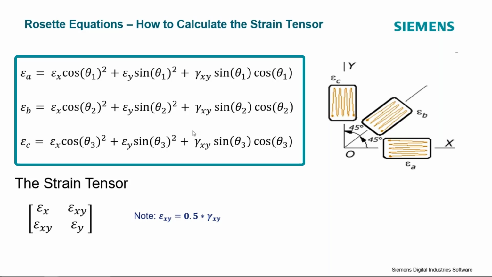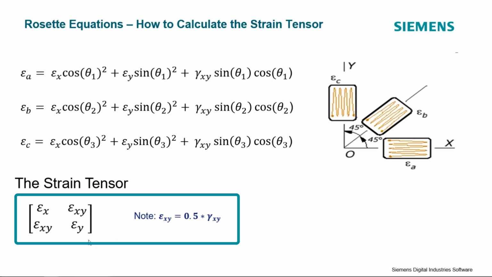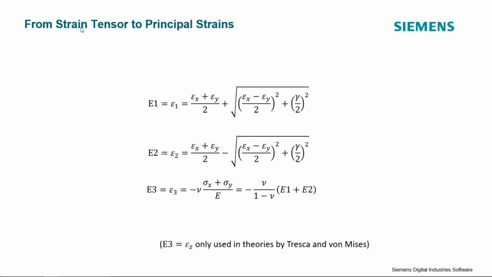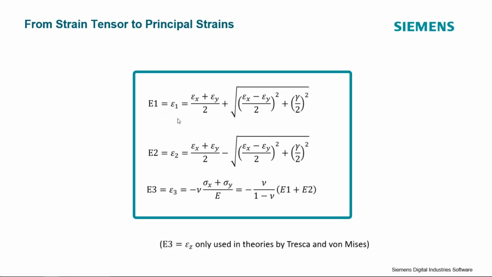And using this information, I can solve for these three quantities, and I have my full strain tensor. As a note, epsilon XY is equal to half of gamma XY. From there, we can easily calculate the principal strains. So I've got three equations here for epsilon 1, epsilon 2, and epsilon 3, which is often used when you're calculating the von Mises stresses.